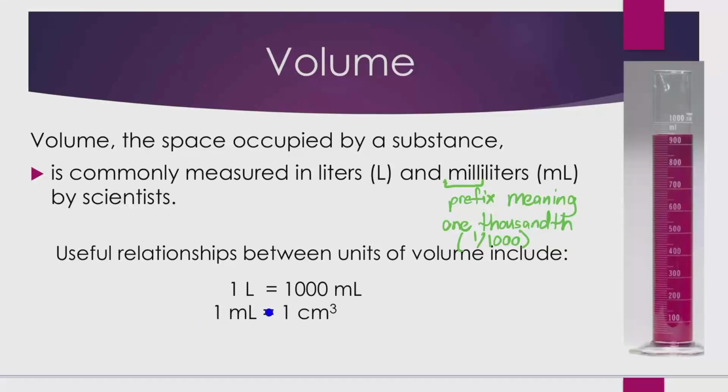Also, somewhat relevant is that 1 milliliter is equal to 1 cm to the 3rd power. Does anyone know what that 3 means? This 3? Cubed, or raised to the 3rd power. It's the exponent of 3. So cm3, cubic, that's what the 3 means. Centimeters.